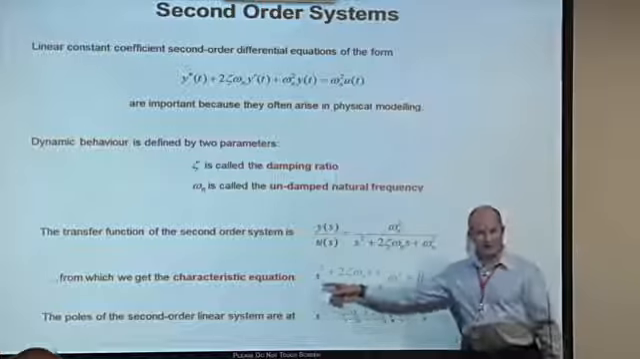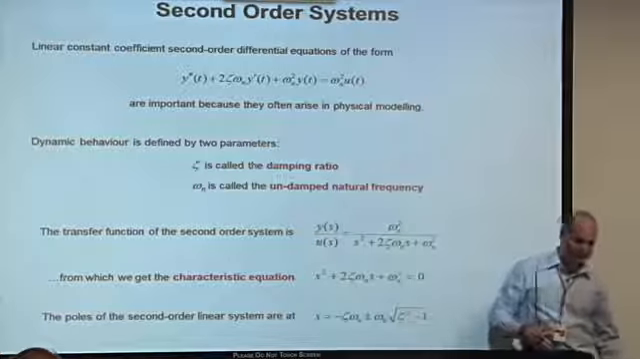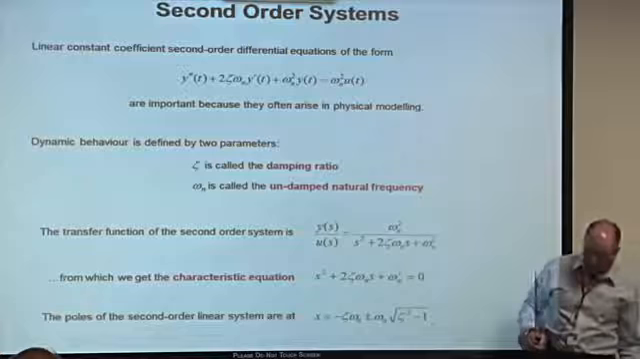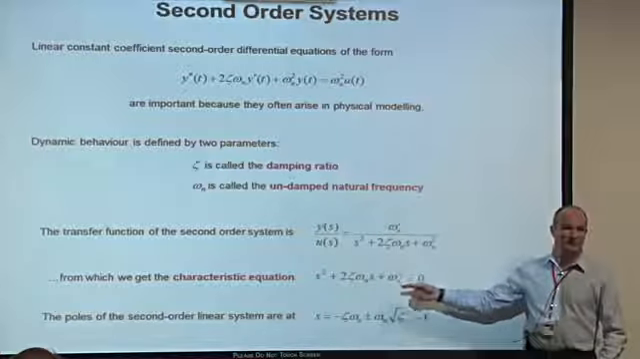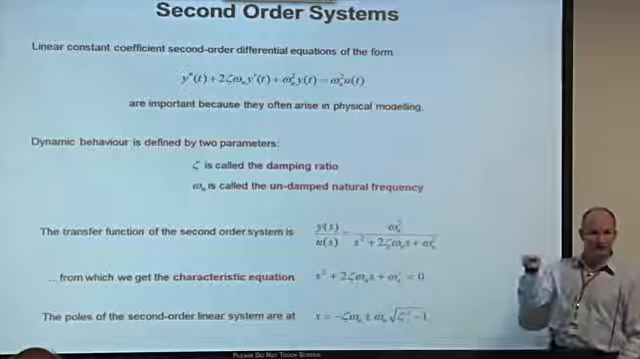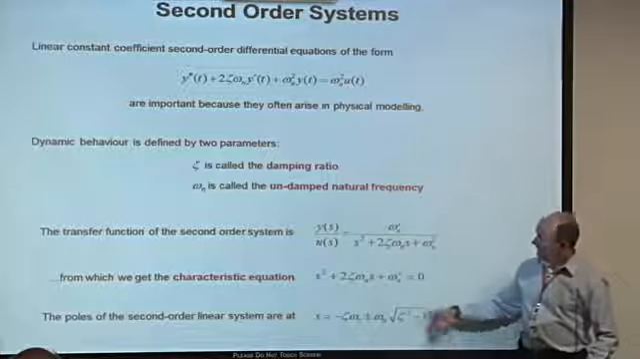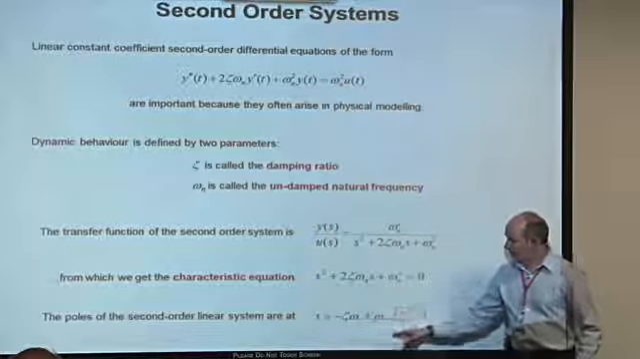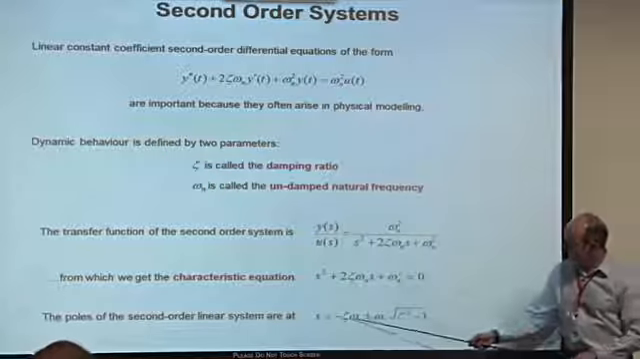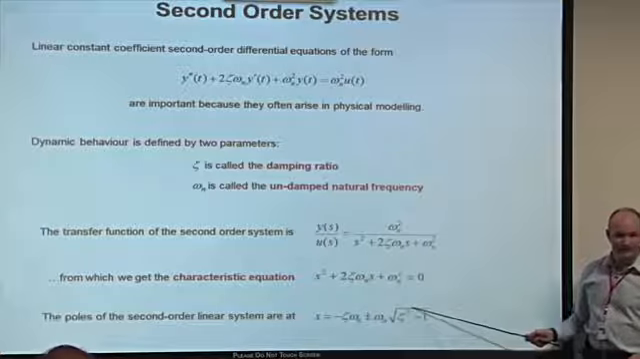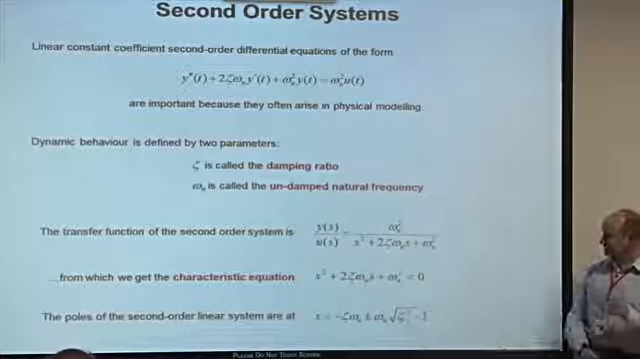Now we have a quadratic. We want to know the poles. We have to find two of them because it's second order, and you remember the formula for solving quadratics, minus b plus or minus, you know the one. When you do that, you'll find that the poles appear in this location: minus zeta times omega n plus or minus omega n times the root of zeta squared minus 1.